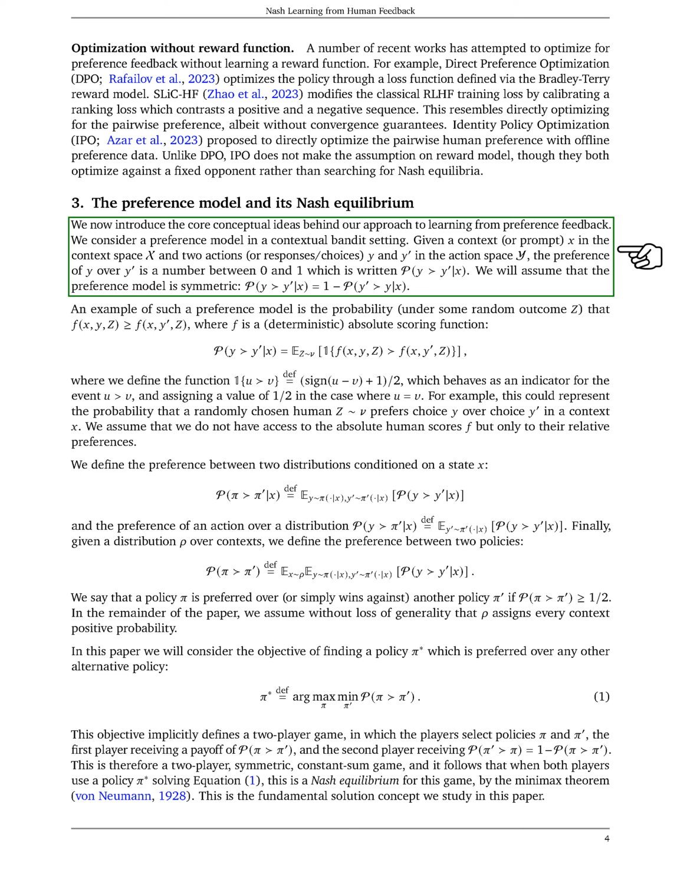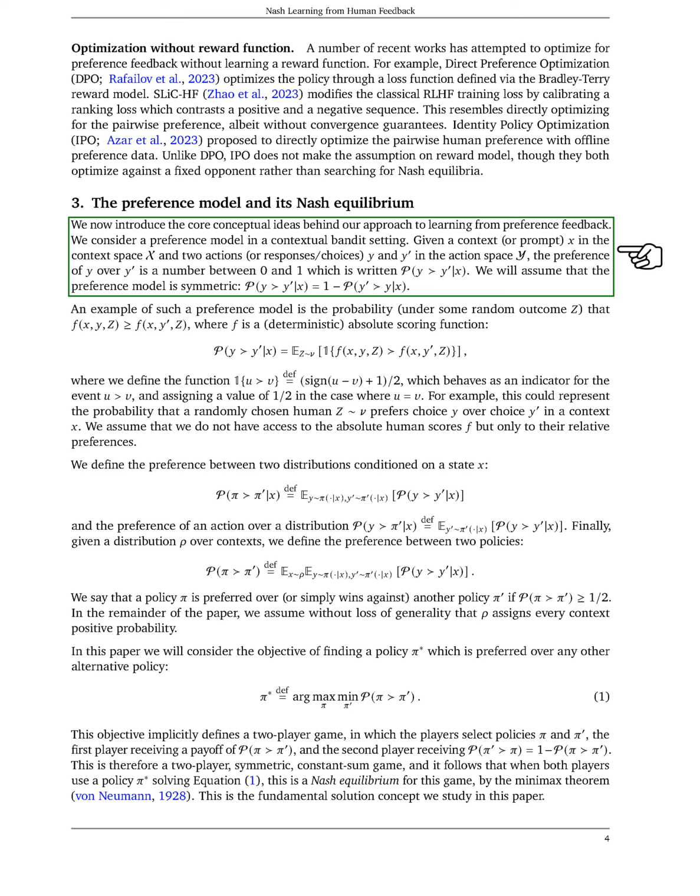We also define the preference between two distributions conditioned on a state x and the preference of an action over a distribution. Furthermore, given a distribution, rho, over contexts, we define the preference between two policies. A policy, pi, is preferred over another policy, pi prime, if the preference of pi over pi prime is greater than or equal to 1/2. In this paper, our goal is to find a policy, pi star, that is preferred over any other policy.